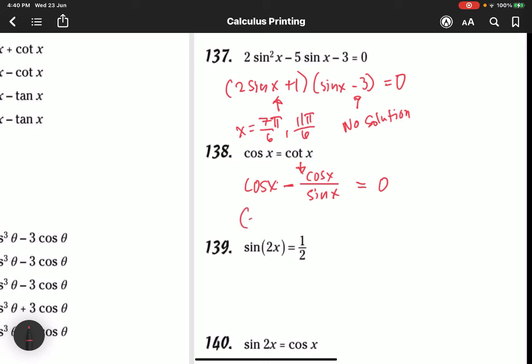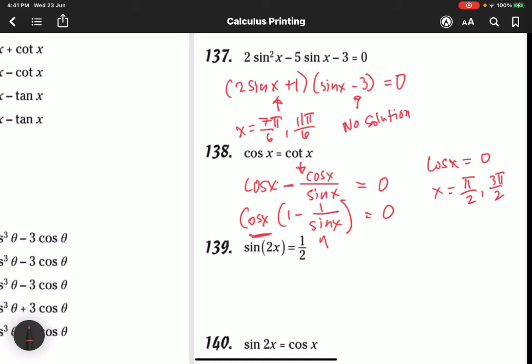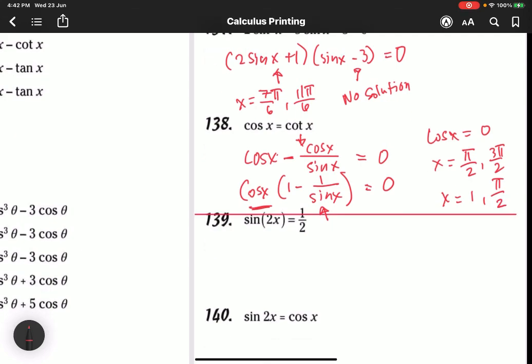So, using another identity and factoring equal 0. First factor natin is sa cosine x. Ito. First factor equals 0. We have x equals pi over 2 and 3 over 2 pi. Sa second, which is ito, we have x equals 1 and pi over 2. So hanggang dito na lang muna tayo sa 138.